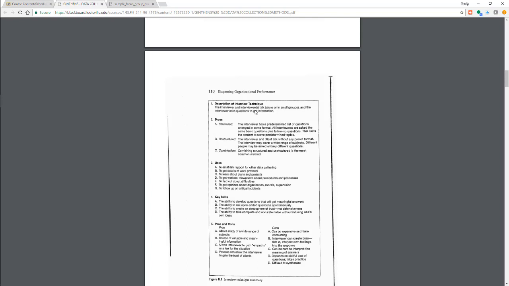You would have to establish what the sequence of answering and how people can indicate they want to say something so they don't cut somebody else off, etc. So it's a different protocol. So staying with the interviews though, types. Number two, there are three different types of interviews. There is a structured interview, unstructured interview, and then there's a combination of the two.